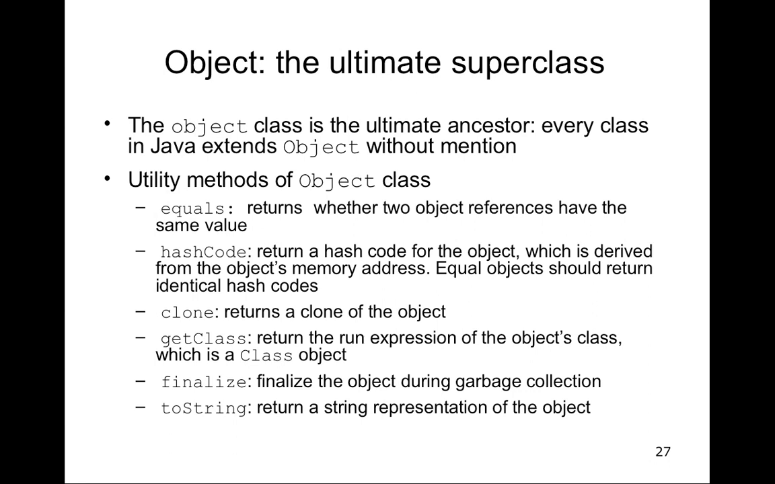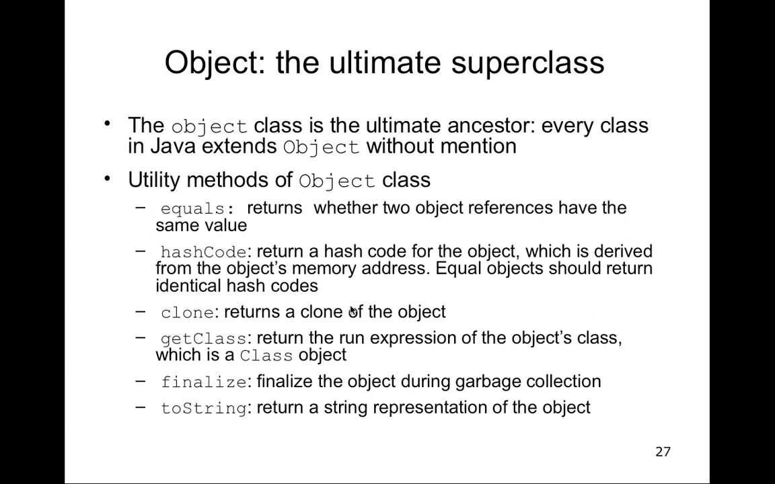So what do we get from object when we automatically extend from it? Well, we get equals, which returns whether two object references have the same value. Is one equal to the other? We get the hash code, which returns the hash code of the object, which is derived from the object's memory. Think of it more of a pointer to the object. So equal objects should return identical hash codes. So it's not really a pointer because we never have two pointers that are identical, but the hash code is sort of the equivalent in terms of the record keeping. So if two objects are really equal, they should have the same hash code.